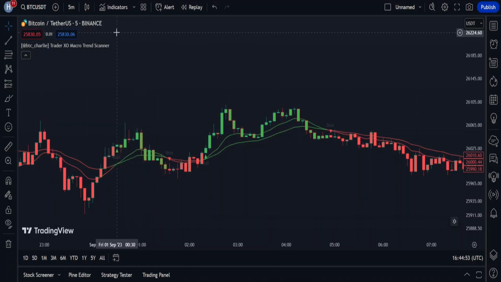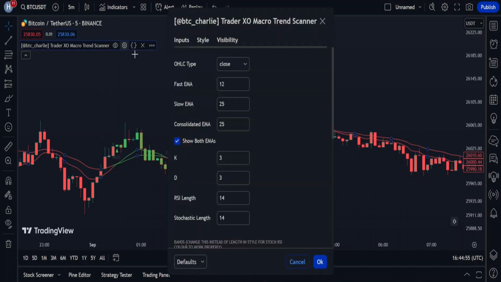So to filter out these signals, we will need to add another indicator to the chart. Before that, let's quickly change the settings for this indicator. This will make the indicator more accurate. In the input section of its settings, we will change the fast MA to 35 instead of 12, and the slow MA to 60 instead of 25.